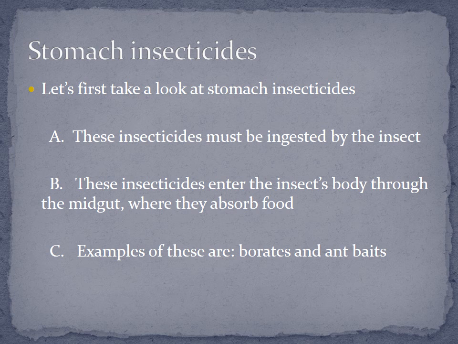So borates have a wide range of uses, but as you can imagine, ant baits obviously are going to be a good idea of a stomach insecticide, because what happens is that the scout ants are going to feed on the actual product, bring it back to the nest, regurgitate it, and eventually it gets to the queen, and it affects the stomach of every ant in the colony.